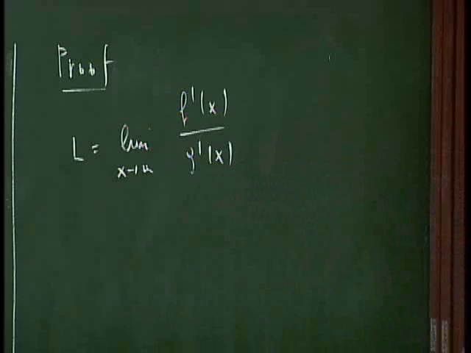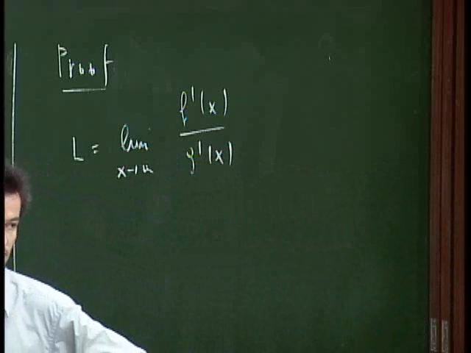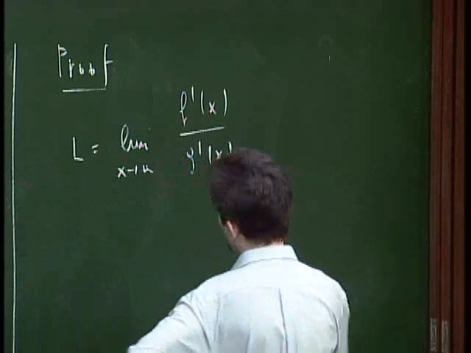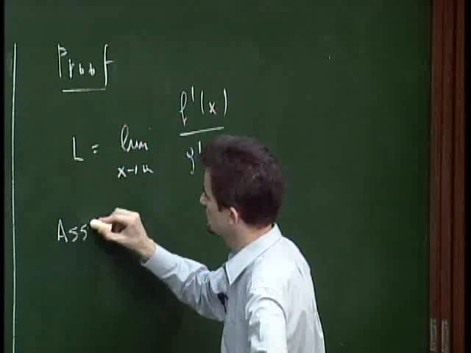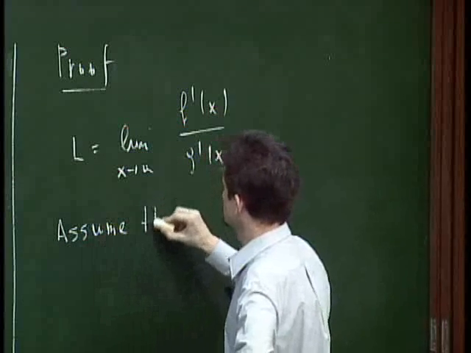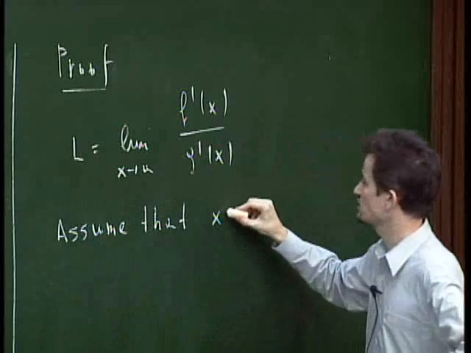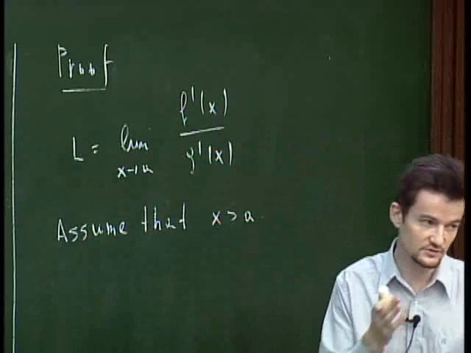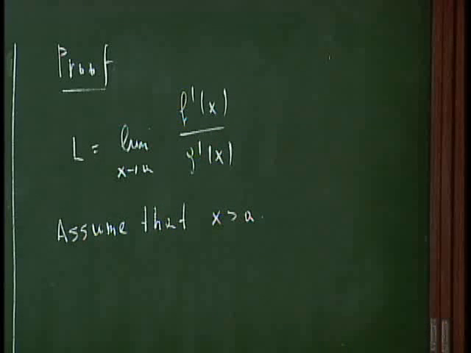Now, for this, we need again a connection between the original function and the derivative. We know such a strong connection is provided by the mean value theorem. We will apply the mean value theorem also in this situation. First, just for convenience, assume that x is larger than a. So we are just to the right of a.